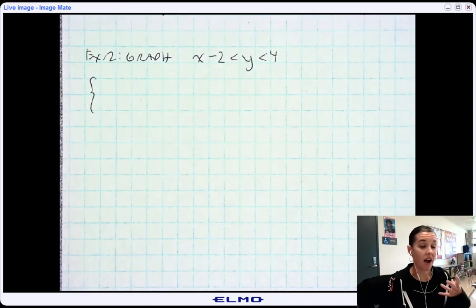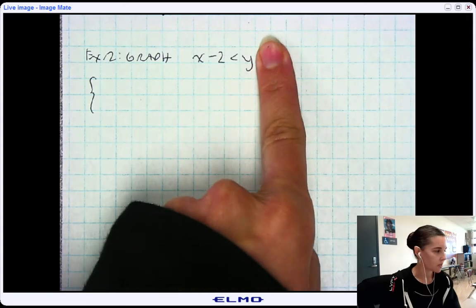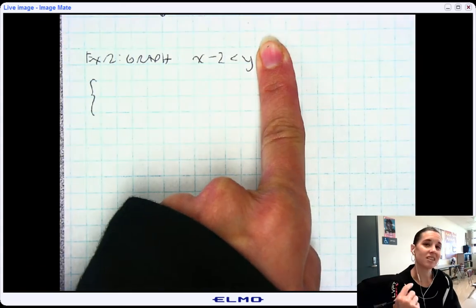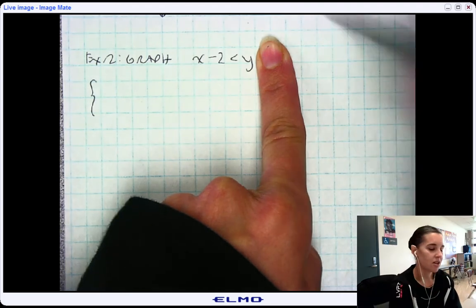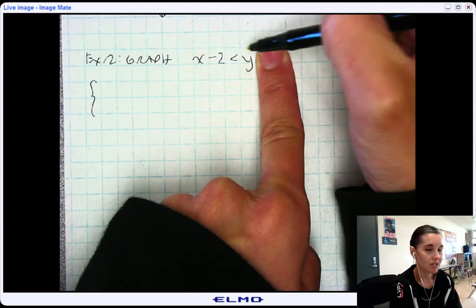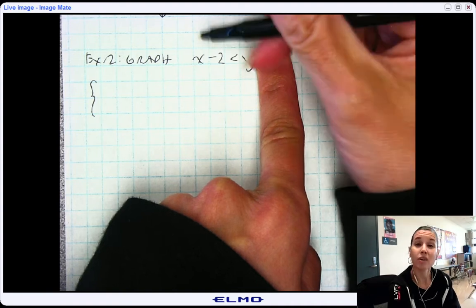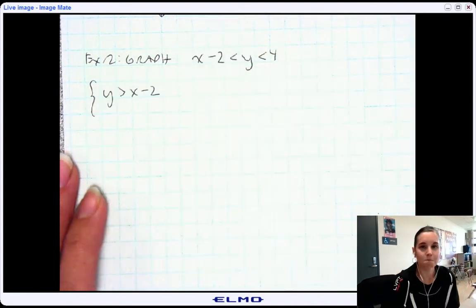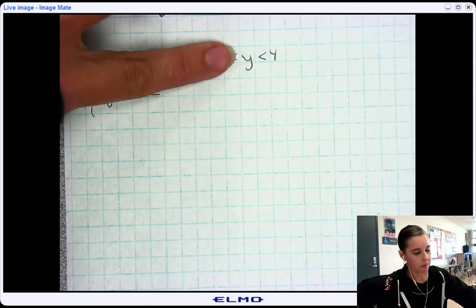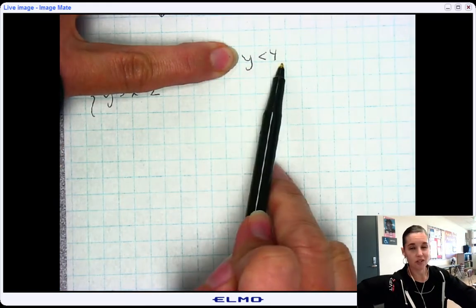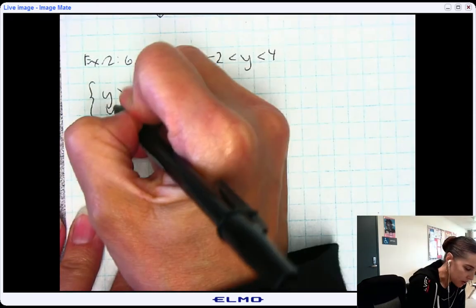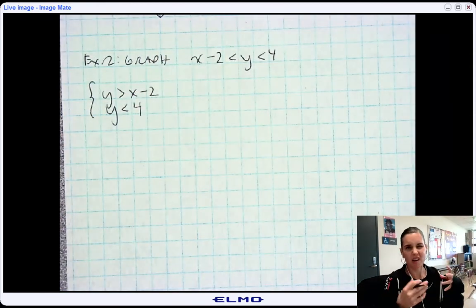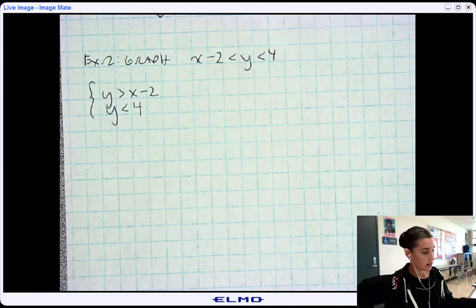And again, we want y on the left. So if I look at this one, we have that x minus 2 is less than y. But I want y on the left-hand side, so I'm just going to move everything around. So rather than saying x minus 2 is less than y, I can say that y is greater than x minus 2. Okay, and then cover up that part. And then this one's already with the y on the left. So y is less than 4. So that's how I can get my two inequalities from that compound inequality. All right, so now I need to set up a graph.